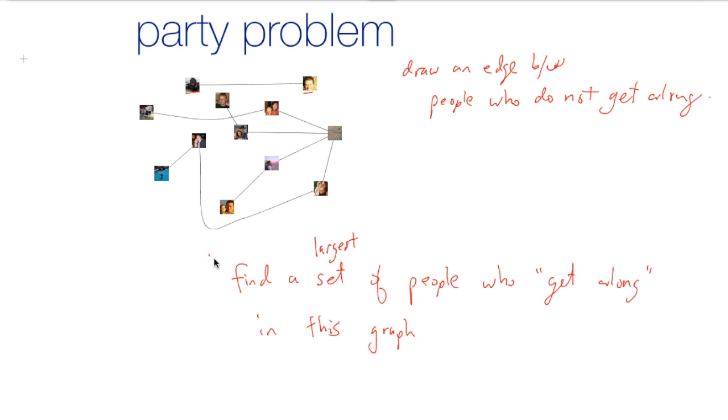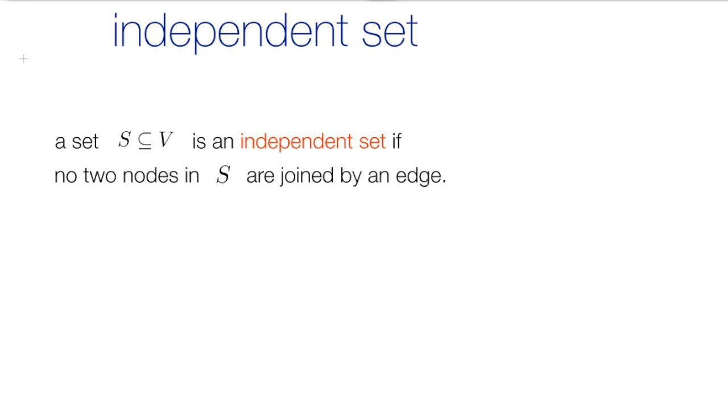The problem is to find a largest set of people who get along in this graph. And this party problem is also known as the independent set problem. We're going to say that a set S, which is a subset of the vertices, is an independent set if no two nodes in S are joined by an edge.